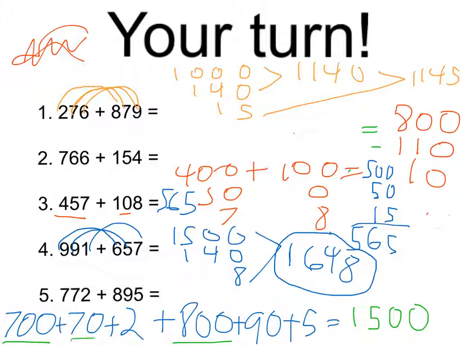Then the 70 plus the 90. I'm really running out of room here. I might have to write this one above. 160. And then the 2 and the 5. Group all of these together, and you end up with 1,667. Excellent.